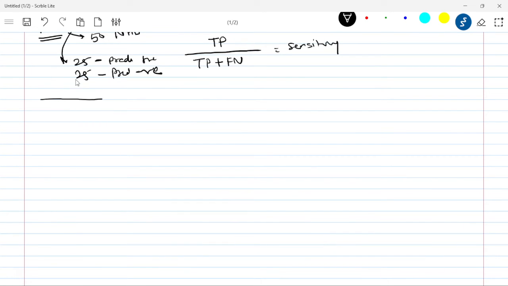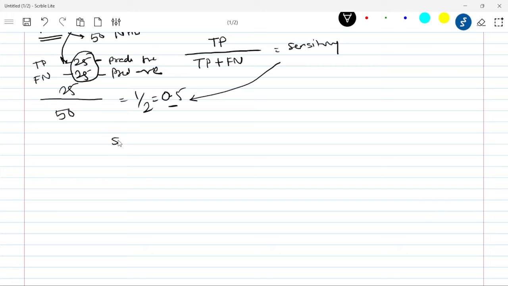very simple. I can say this is my TP and this is my FN. So 25 plus 25 is 50, and above is 25, so it becomes 1 by 2, that is 0.5. So this is how sensitivity is calculated. Similarly, we can calculate the specificity. This is also called the true negative rate.